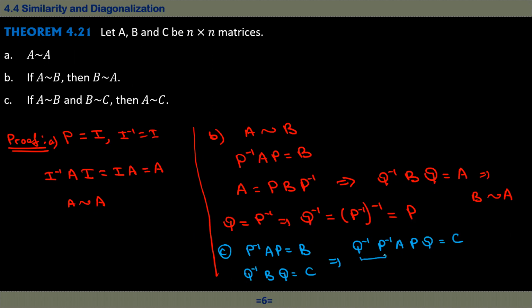So here, what is this? Using the property of the inverse of a matrix, we can just write it as PQ inverse times A times PQ, that's equal to C. Now, if you choose this PQ as W, because the product of these n by n matrices is also an n by n matrix, then W inverse times A times W is equal to C. That means that A is similar to C.